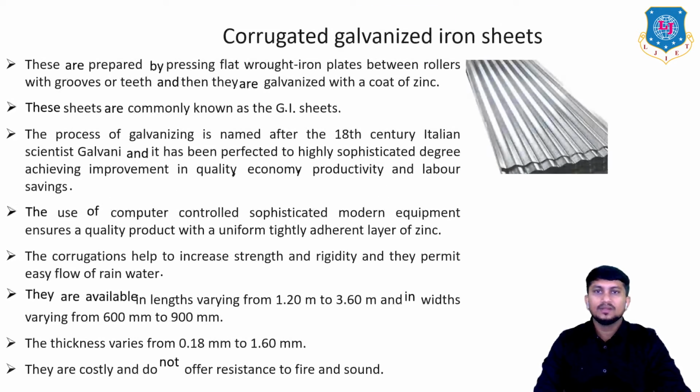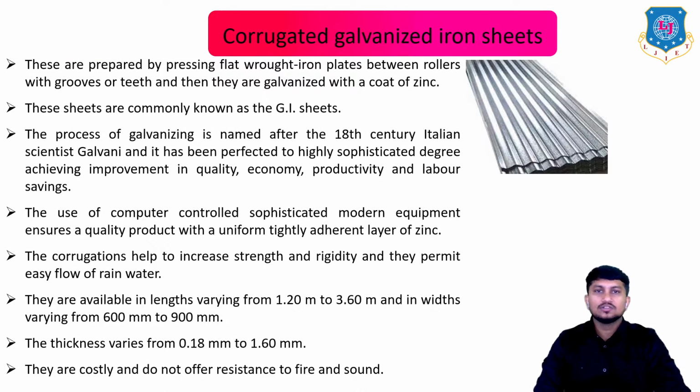Next type of roof covering is corrugated galvanized iron sheets. These are prepared by pressing flat wrought iron plates between rollers with grooves or teeth, and then they are galvanized with a coat of zinc. These sheets are commonly known as GI sheets, galvanized iron sheets.